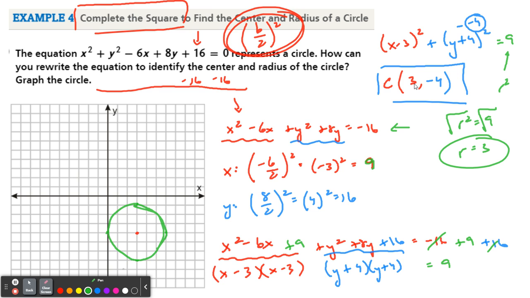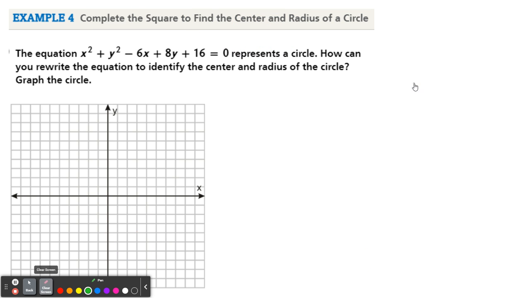So this is called completing the square. It's a gimmicky thing from Algebra 1 used to take an equation not in the equation of a circle formula and put it into it. And then the last problem.